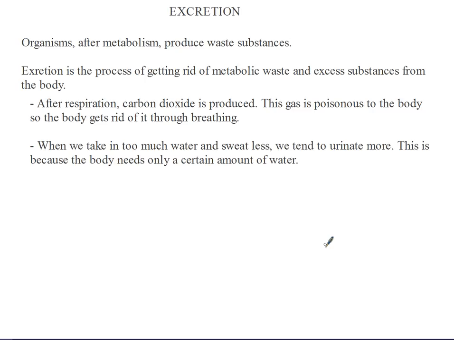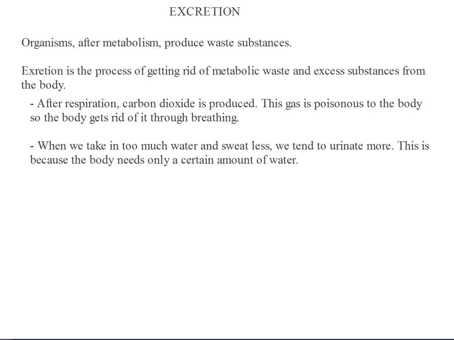Also, there are excess substances in the body. For example, when we take in too much water, the body needs just a certain amount of water, so we need to get rid of the excess water. When the water is too little and then the body wants to get rid of the waste, you see that the waste that is being moved out contains very little water. That is why sometimes our urine looks more yellowish than at other times. When we've taken in less water or when we've been dehydrated a bit, our urine looks yellowish. But when there's more water in us and then the body wants to get rid of the excess water, our urine looks a bit pale yellow. So excretion is just the process of getting rid of metabolic wastes from the body and other excess substances.